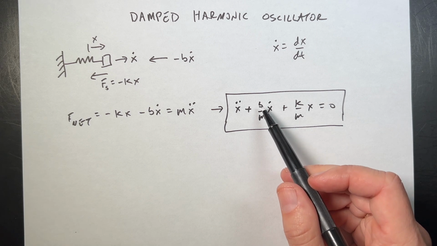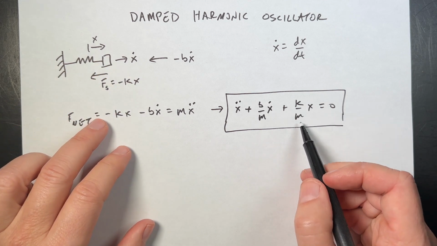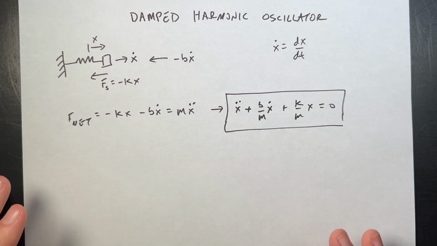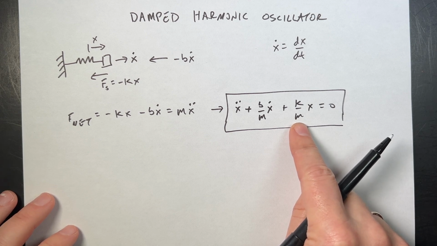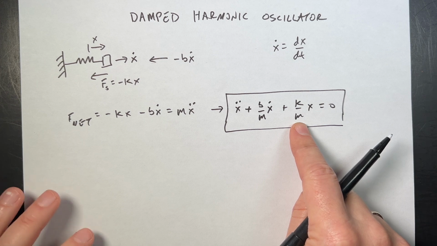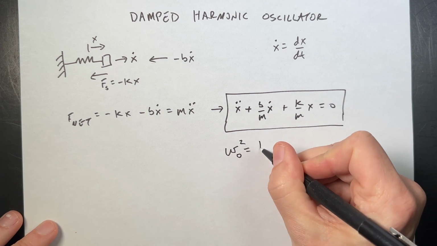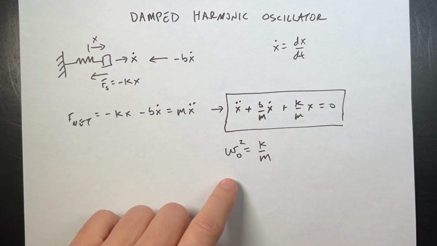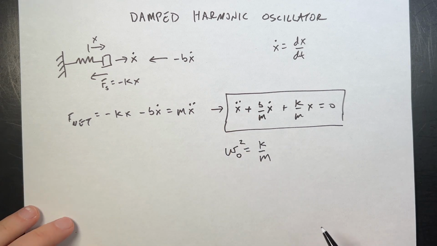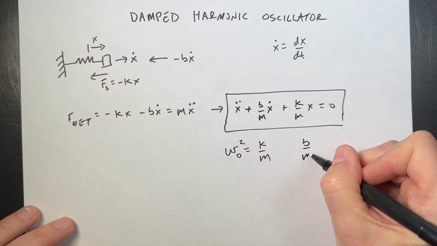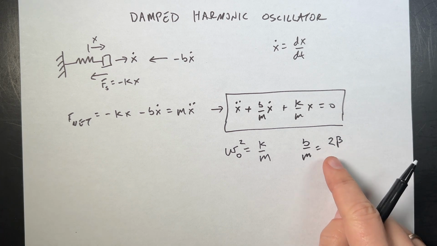Now, b is a constant that depends on the situation, right? It's the drag constant. k is the spring constant. m is the mass. Those are all just constants. So let's replace these constants with other constants. If you remember the simple harmonic oscillator, k over m is the angular frequency squared. So I'm going to say omega naught squared is k over m. That's my undamped angular frequency. And for this b over m, let's say b over m is equal to 2 beta. Beta is just another parameter, so we don't have to write a fraction.